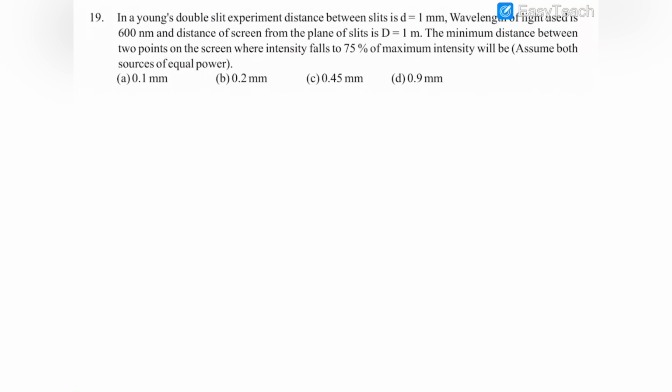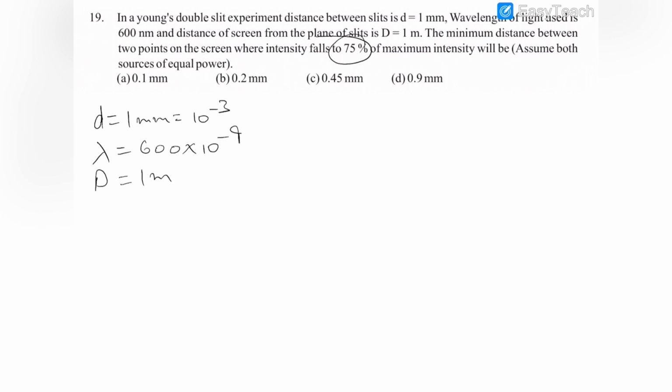In this question, you can see that this is a Young's double slit experiment problem, and the value of small d is given as 1 mm, which is equal to 10 raised to power minus 3. The wavelength of light used is 600 nanometer, which is 10 raised to power minus 9. And the value of D, which is the distance of screen from slits, is 1 meter. So we have to find out the minimum distance between two such points where the intensity on the screen is 3/4 of the maximum possible intensity, which is 75%.